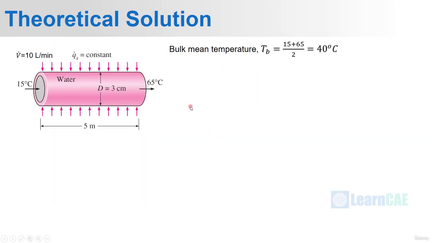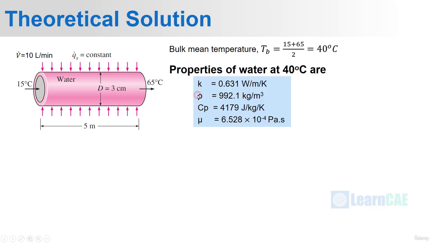Let us start. We have to find out the properties of water at bulk mean temperature condition. Bulk mean temperature refers to the average temperature of this whole fluid domain. Here the bulk mean temperature Tb is equal to the average of inlet and exit temperatures, which is equal to (15 + 65)/2, 40 degrees Celsius. So the properties of water at 40 degrees Celsius are given here: thermal conductivity k, density ρ, specific heat capacity at constant pressure Cp, and dynamic viscosity μ.